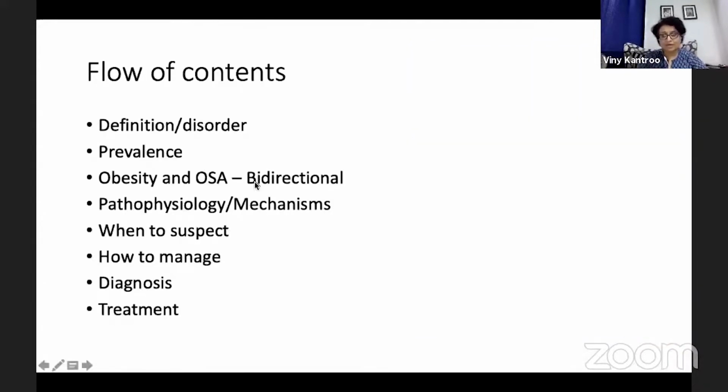So my flow of contents for today's talk would be the definition of the disorder, what exactly is obstructive sleep apnea, followed by a little bit about the prevalence of both obesity as well as OSA. What kind of relationship do both of these disorders share with each other, whether it is unidirectional, bidirectional, or multifactorial, including starting from the etiology, the pathophysiology, and the treatment modalities. So, we will be talking about pathophysiology, mechanisms involved, when to suspect OSA in your clinics, and how to manage, diagnose, and treat them.